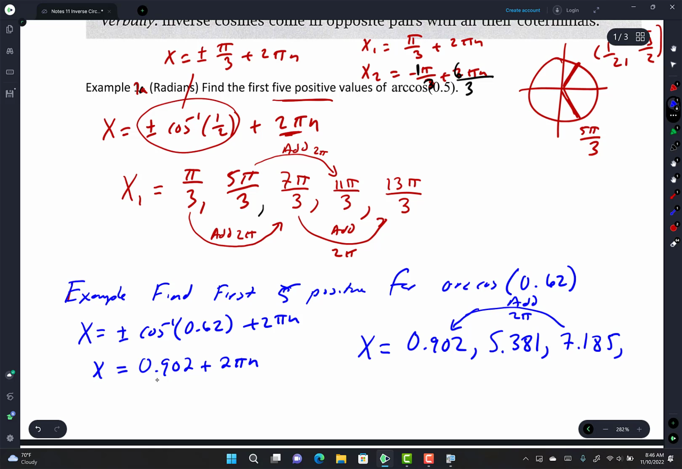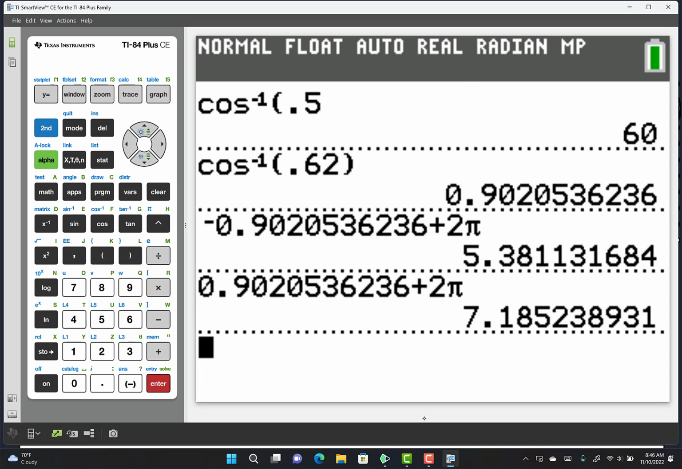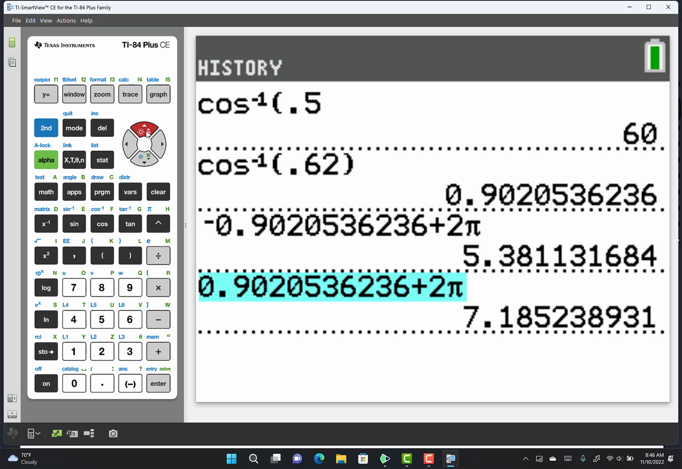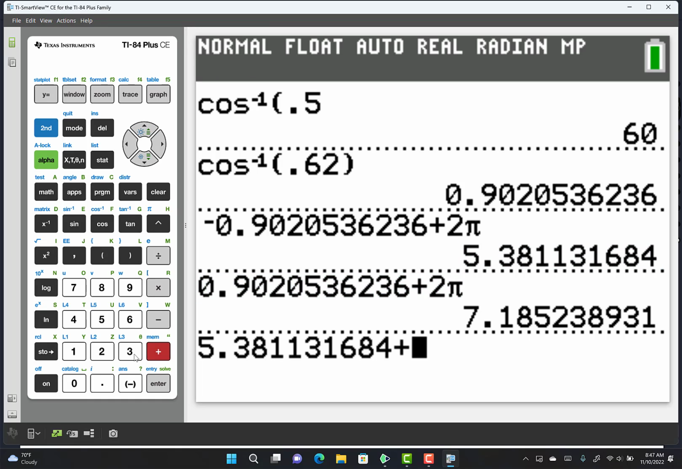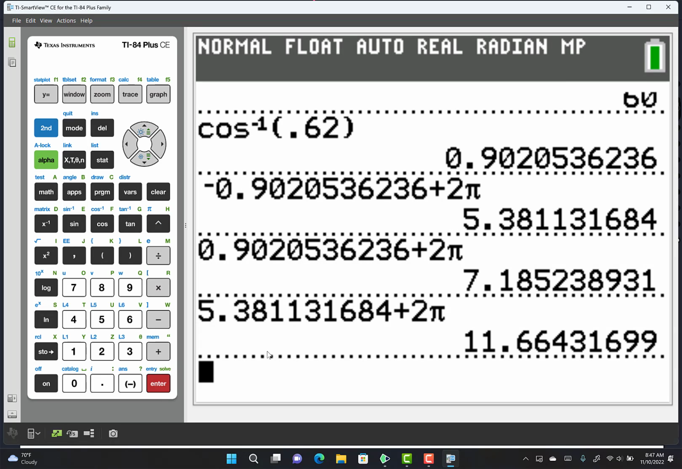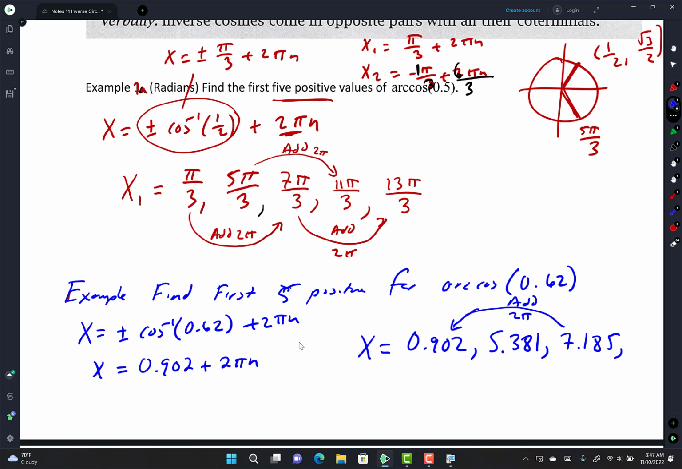7.185, comma. The next one's going to come from the 5.381. So go to 5.381. I'm going to scroll up. I'm going to push enter. Plus 2 pi. Enter again. 11.664.